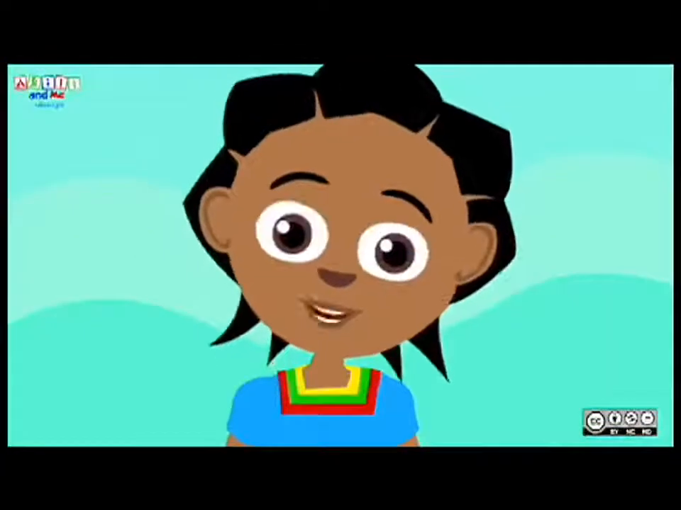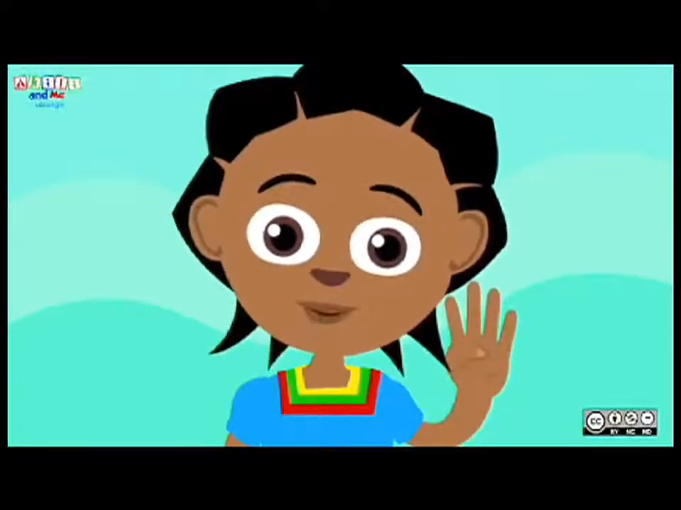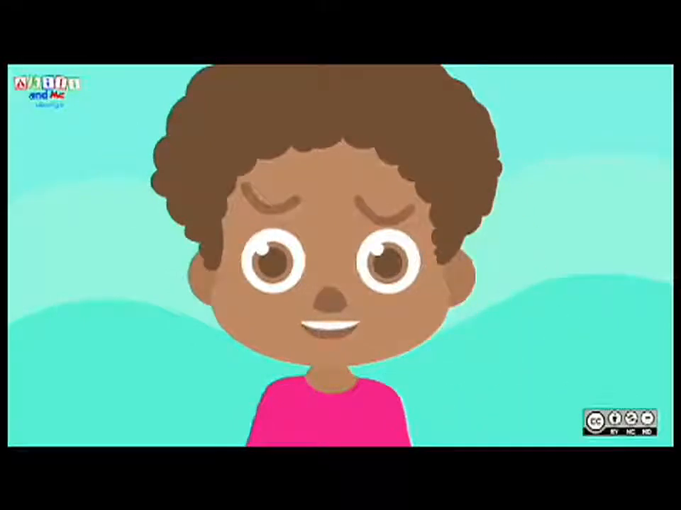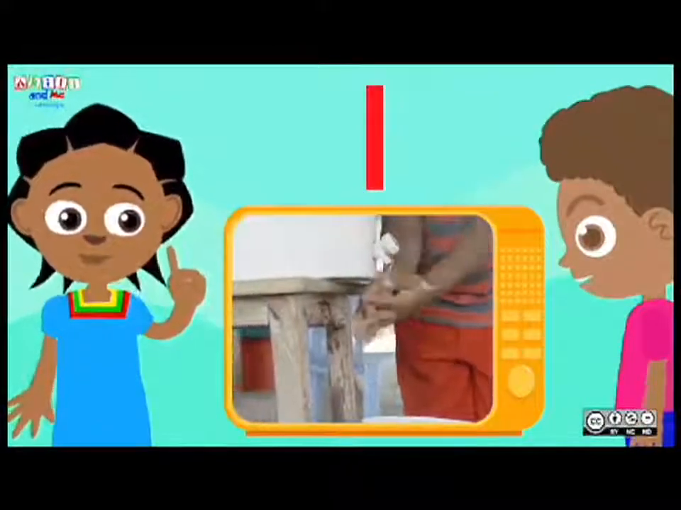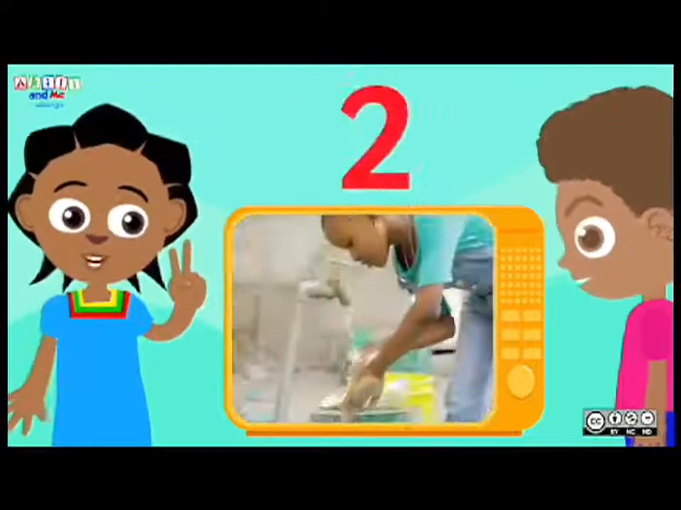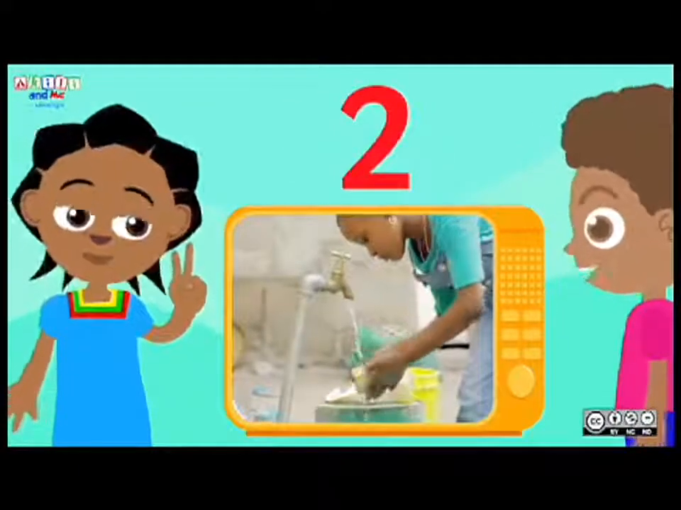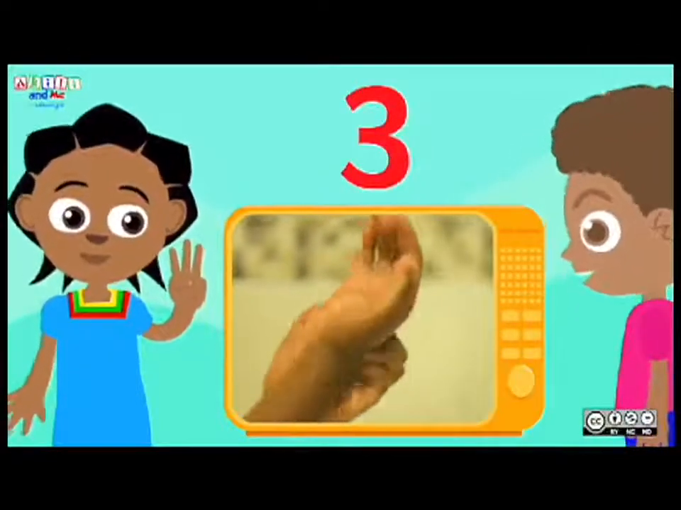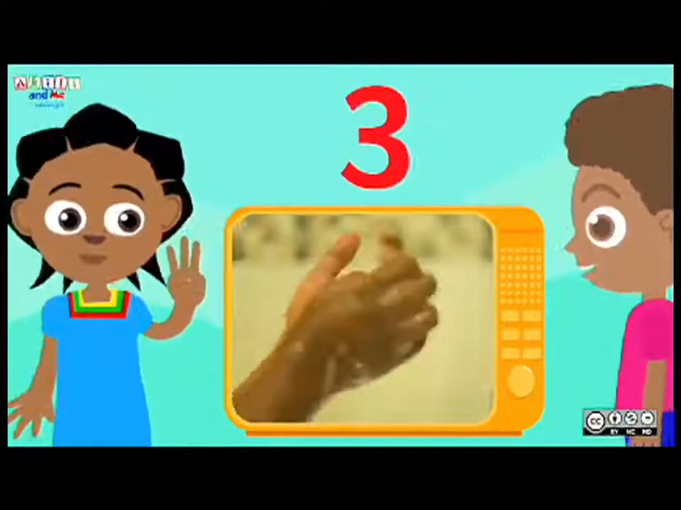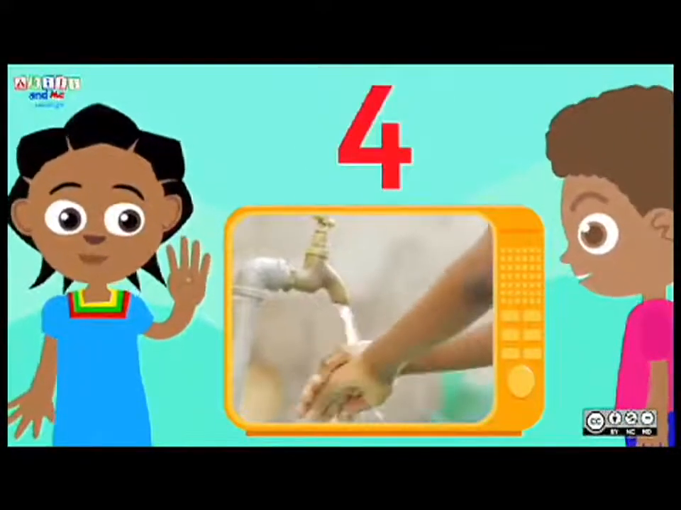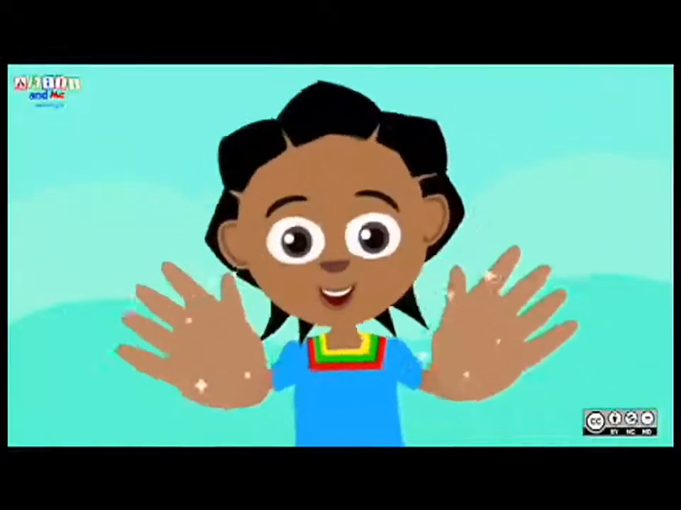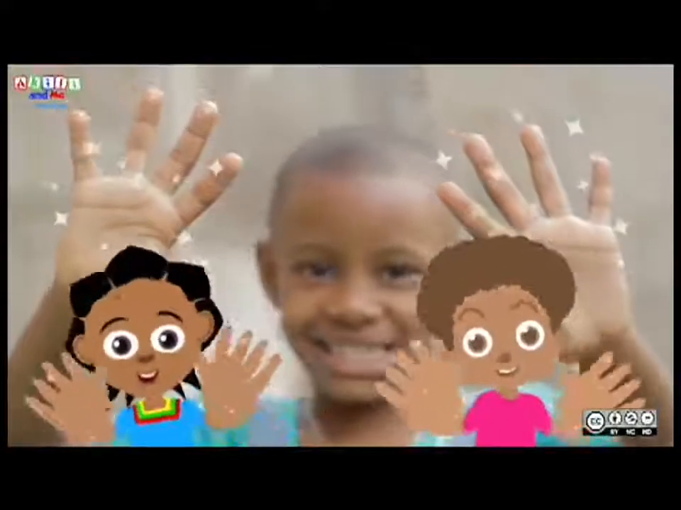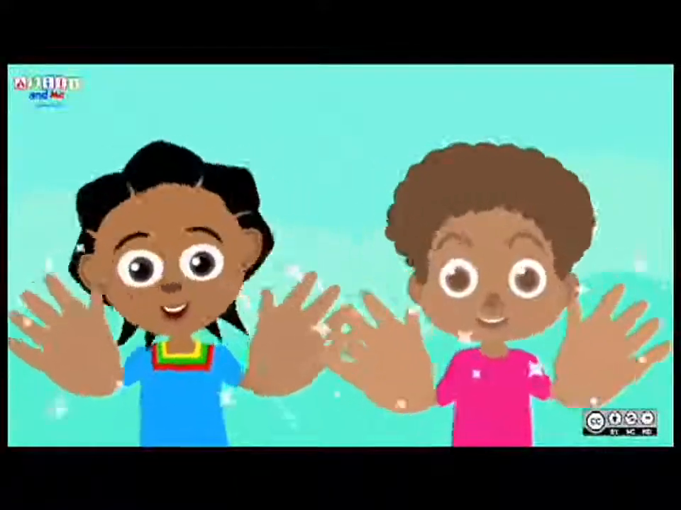Great job! Can you tell me the 4 things we did to wash our hands? I can try. 1. Wash our hands with water. 2. Put soap on our hands. 3. Scrub our hands all over. 4. Rinse our hands clean with water. That's right! You got it! Wash your hands, wash the germs away.